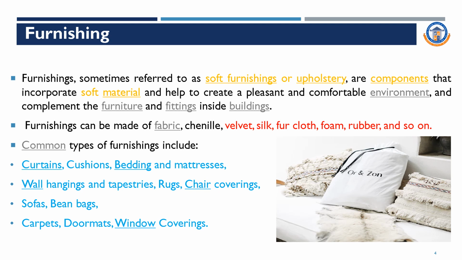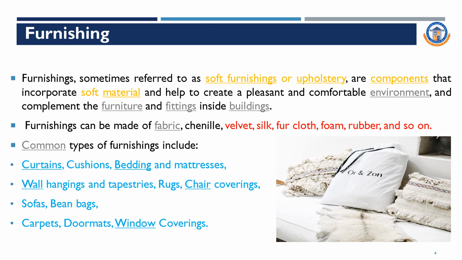Sometimes furnishings can also be referred to as soft furnishings or upholstery material, which are a component that incorporates soft material. Why is it incorporated with soft material? Because it helps to create a pleasant and comfortable environment and gives a complement to the furniture and fittings inside the building. So to remember it correctly, furnishings are a soft material which is normally used to create a pleasant and comfortable environment. So where do those soft materials come from?